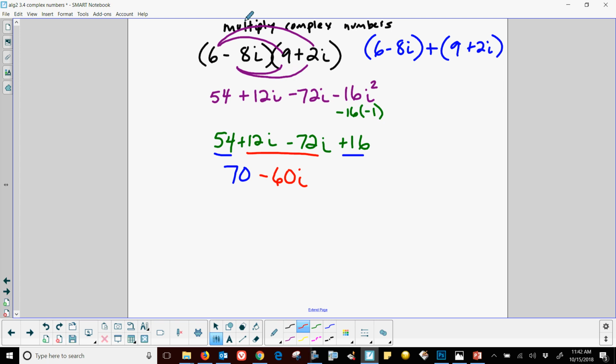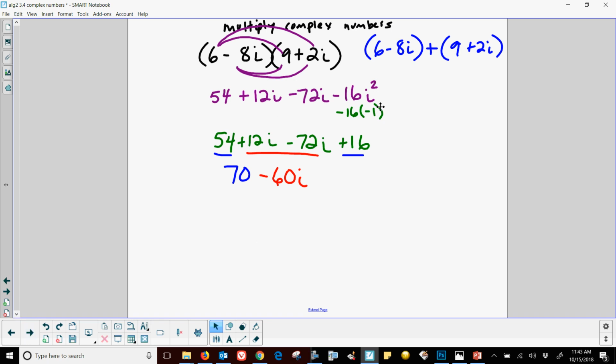Again, 6 times 9, 6 times 2i, -8i times 9, -8i times 2i. Here's the thing I want to worry about. I have this i squared. We know i squared changes to -1. Well, now that just multiplies to become 16. And now that 16 and 54 can combine, and the two middle ones can combine, and it's foiling. But since we have an i squared instead of an x squared, it's a little bit different. We can keep going a little bit more. Not too terribly bad.